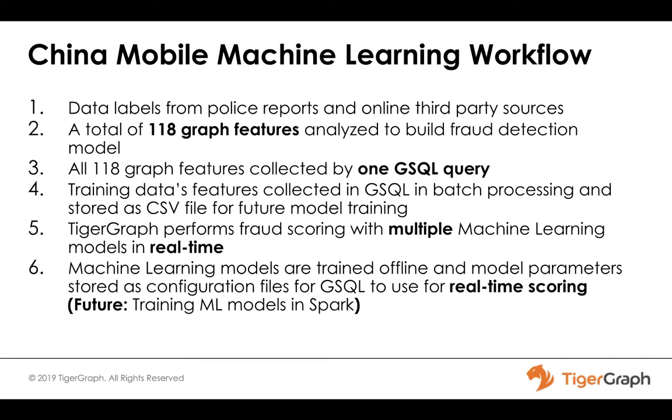Again, we actually retrain the model periodically, depending on the customer's needs. And then TigerGraph performs the real-time scoring. We actually use multiple machine learning models, and this is performed in real time for the fraud scoring and prediction. And the last part, machine learning models are trained offline, and the model parameters are stored as configuration files for GSQL for the real-time scoring. And in the future, we'll be trying to train machine learning models in Spark.